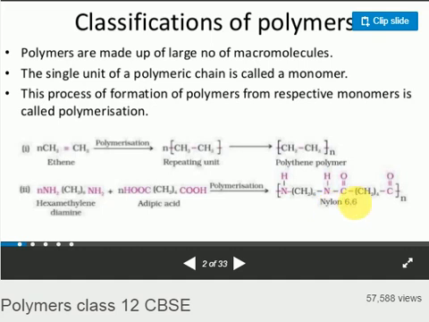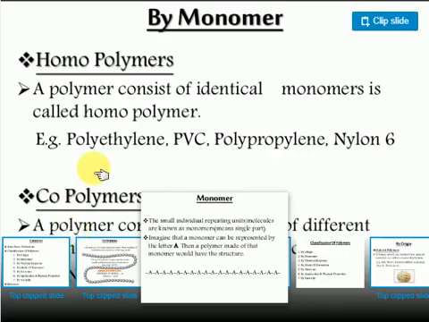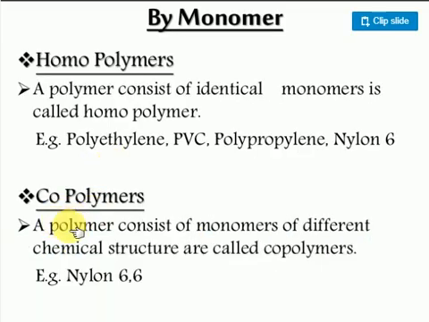Why is it called nylon 6,6? Here from this one 6 carbon atoms are there, and here all 6 carbon atoms are there. Clear? That's why we call it nylon 6,6. The name itself tells you these are copolymers. Polymers consisting of monomers of different chemical structures are called copolymers. Nylon 6,6 we already discussed.